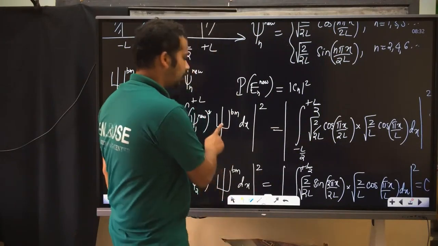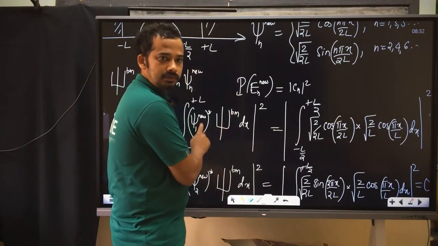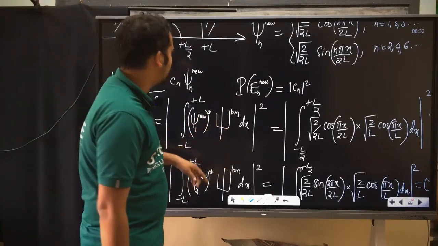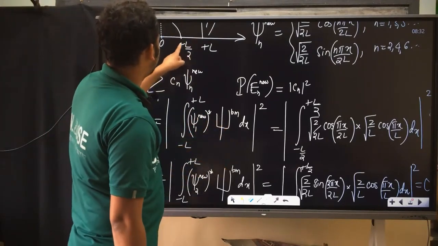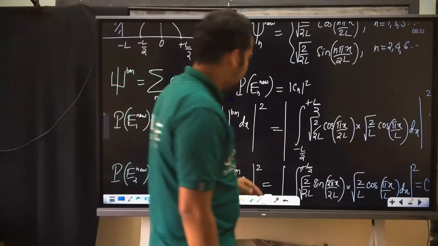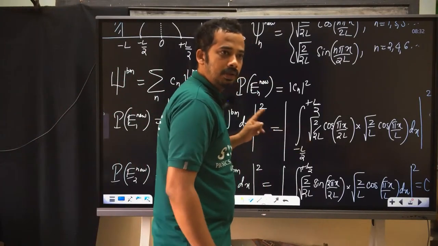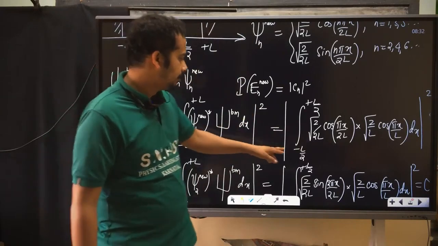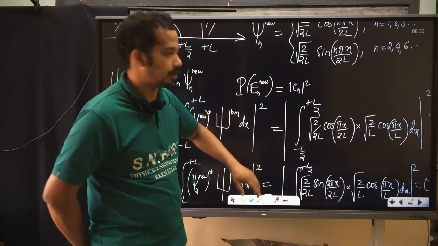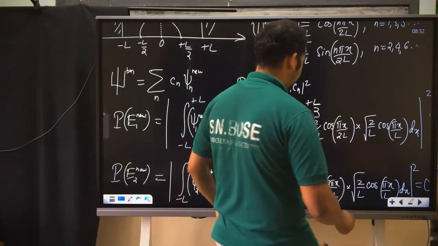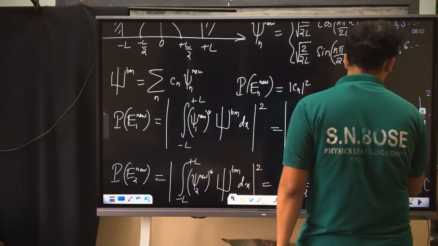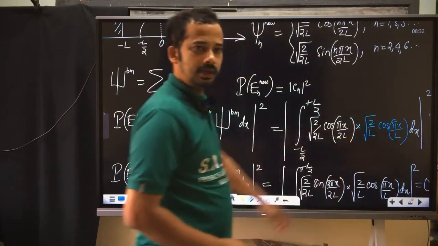But be careful about the range. This is 0 outside some range, so that product will be 0. So in this range, minus L by 2 to L by 2, that's why this will be converted into this one. Again, if you do the whole integral, that would be wrong. Minus L to plus L integral, that would be wrong. This function's range is different.